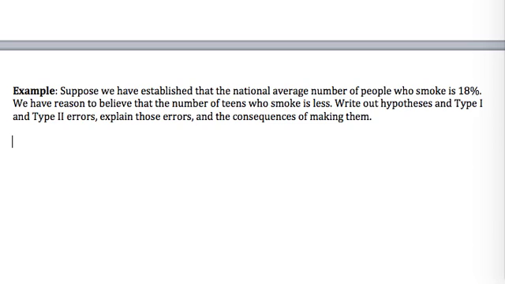So I thought, suppose that we establish the national average of people who smoke. And after doing some kind of research on that, we think it's 18%. We're pretty sure about it. We have reason to believe that the number of teens who smoke is less. That's what we think, at least. So I wanted not to perform any tests today, but just to talk about the hypotheses and the errors and the consequences of those errors. Okay? So what are our hypotheses in this situation? What's our null hypothesis, or H sub 0?